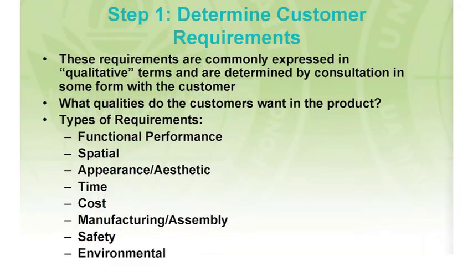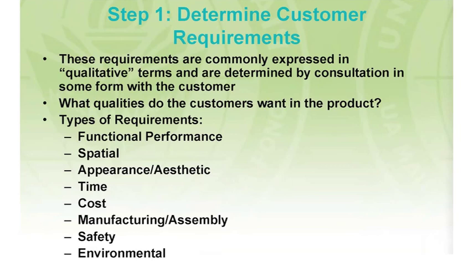Okay, so first step, determine the customer requirements. For the ball launcher, a lot of this will be given. These requirements are commonly expressed in qualitative terms: how it functions, size, appearance, cost, manufacturing. So this is what we want in the product. What we need to do.